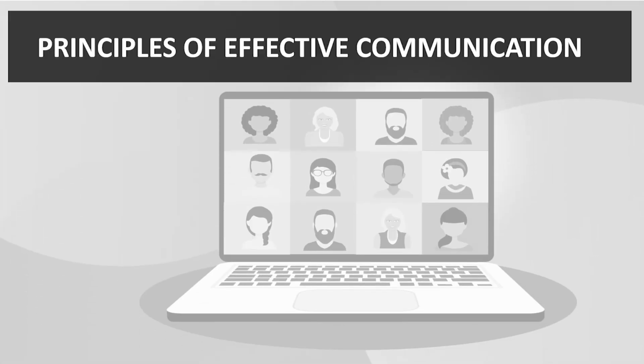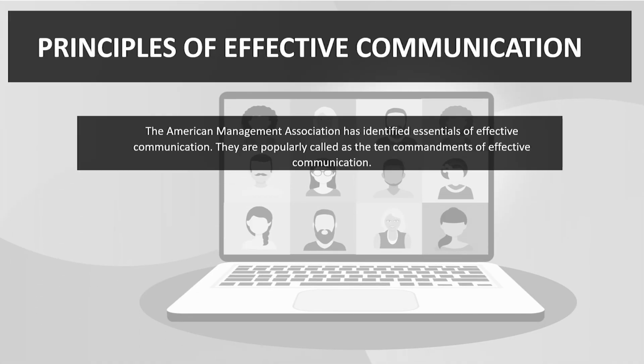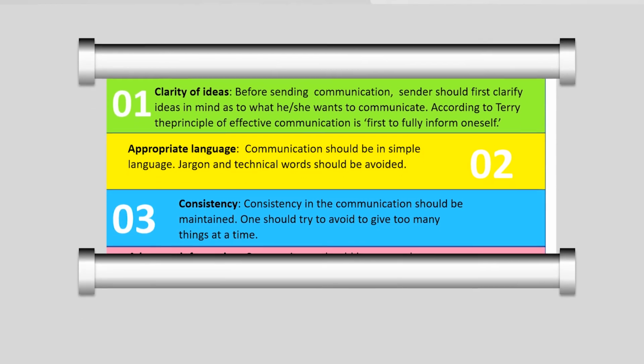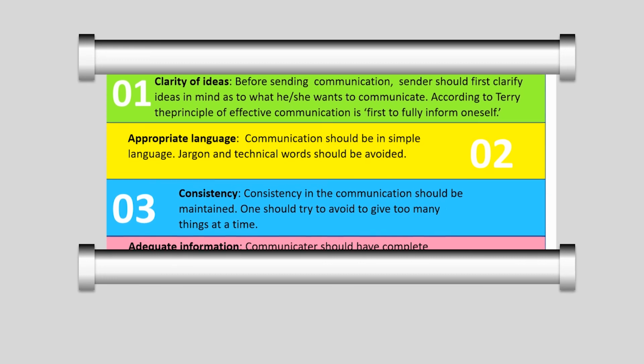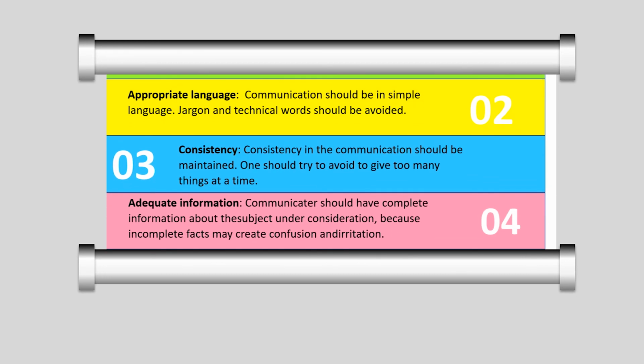Then finally, we come to the principles of effective communication. There should be clarity of ideas. That means first one should be fully informed before one can inform others. Use appropriate language. Do not get into jargon and technical words. Then consistency. Don't say too many things at the same time. Avoid that. Then give adequate information. And do not give incomplete facts, which will create confusion and irritation.